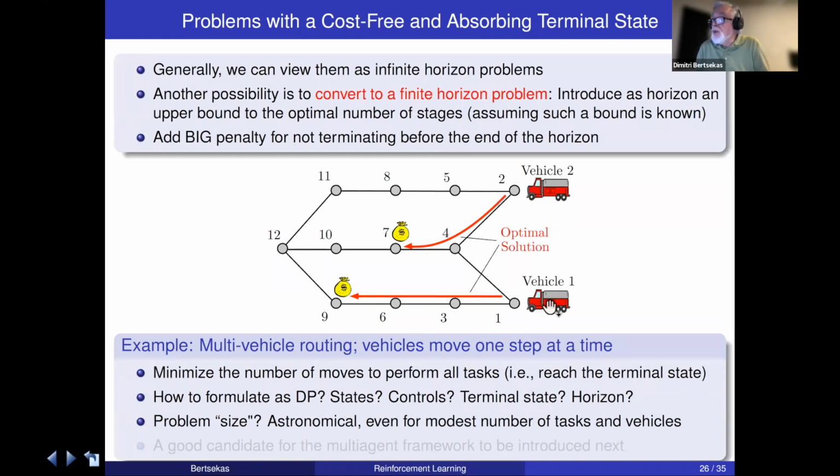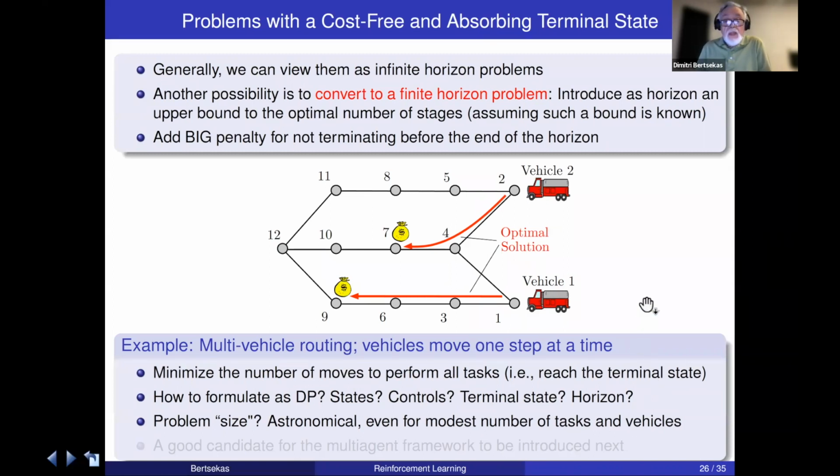The number of controls is also substantial. Each vehicle has a number of choices at each step, and there are 2 of them. So it's the number of choices to the second power. If you had 20 vehicles, it would be the number of possible choices to the 20th power. Already it becomes very big. So the control space would also be very large, even for a modest number of tasks and vehicles.